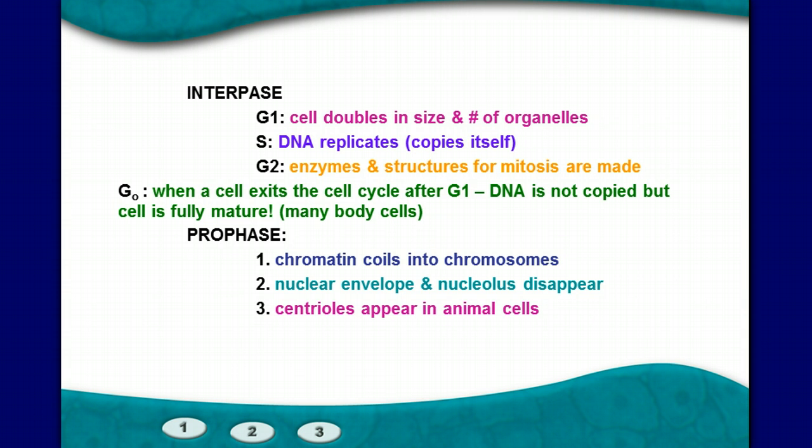Now, some cells will actually exit the entire cell cycle and go into what we call G sub 0. So this spot right here, put a little star right there, because this is a really special time for a cell. When a cell exits the cell cycle after G1, DNA is not copied at all, but the cell is fully mature. So you've got a lot of body cells that are actually like that.